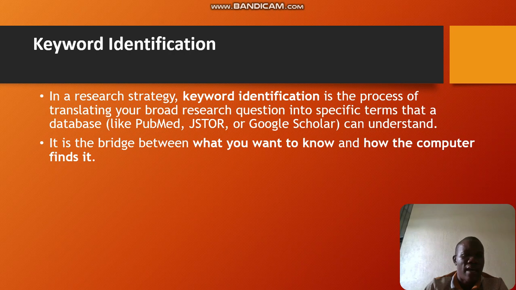Another aspect that is important here under the strategy is keyword identification. In a research strategy, keyword identification is just the process of translating your broad research question into specific terms that databases like PubMed, JSTOR, or Google Scholar can understand. So it is the bridge between what you want to know and how the computer finds it.